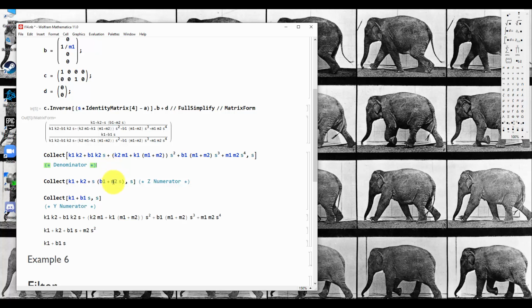And then I'm going to do the numerator for the Z term, and then the numerator for the Y term, just so they come out in the way that we're going to like them, where we're collecting on the S's. Keep in mind that we will write them in descending powers of S rather than ascending powers of S. So this notebook file is available, but I'm just going to take this denominator and these two numerators, and I'm going to make the transfer functions from them.